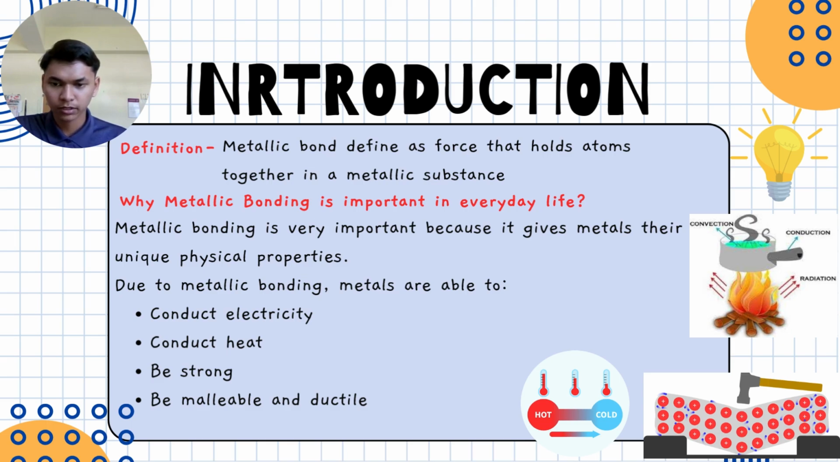Because metals can conduct electricity, they are used in electrical wires and electronic devices. Their ability to conduct heat makes them suitable for cookware and industrial machinery. The strength of metals allows them to be used in buildings, bridges, and vehicles. Malleability and ductility enable metals to be shaped into thin sheets and wires, which are essential in manufacturing.